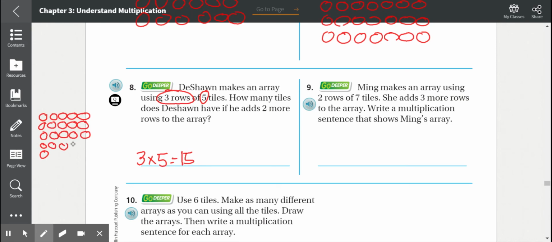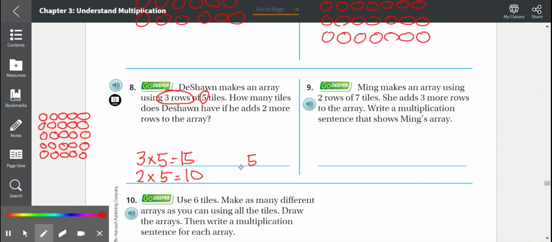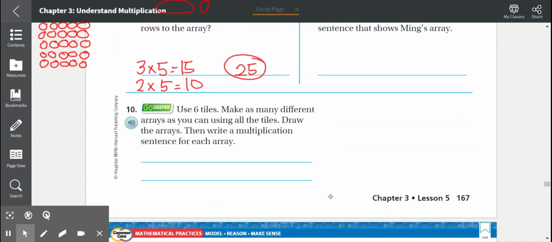1, 2, 3, 4, 5. 1, 2, 3, 4, 5. Okay. Well, if he added 2 more rows, that would have been 2 rows times 5 equals 10. What's 10, 15 plus 10 more? Well, 5 plus 0 is 5, and 1 plus 1 is 2. So he would have 25 tiles. Okay.